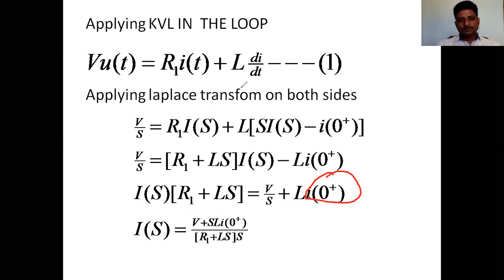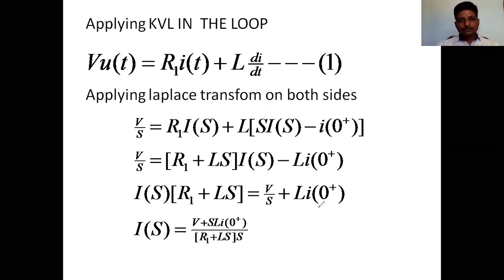i(0+) is the current flowing through the inductor just after closing the switch. As we already know, an inductor has the property that it doesn't allow sudden change in current, which means i(0+) will be equal to i(0-). i(0-) is the current flowing through the inductor just before closing the switch. Therefore, the current through the inductor before closing the switch will be equal to the current through the inductor just after closing the switch. So i(0+) will be equal to i(0-).